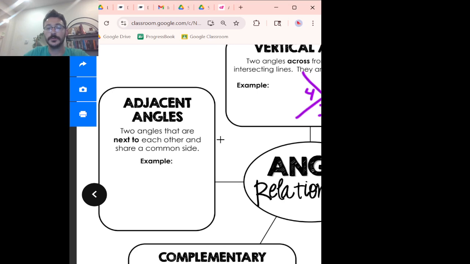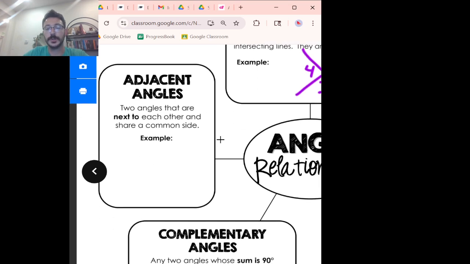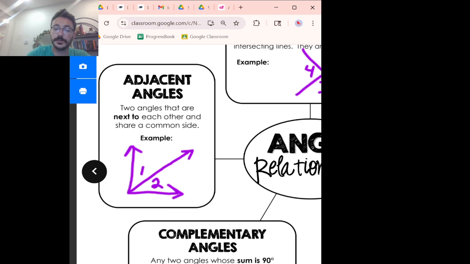Let's go over to adjacent angles. So two angles that are next to each other and share a common side. So for example, if we have something that looks like this, angle 1 and angle 2 are adjacent to each other because they are next to each other and they share this ray or side in the middle.